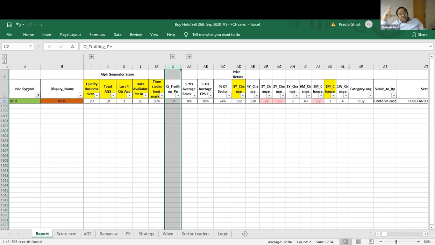So sometimes undervalued stocks might give you 100% returns within a short period, but when that period will come is the challenge sometimes. So with undervalued stocks, sometimes you have to be patient. You have to be patient.